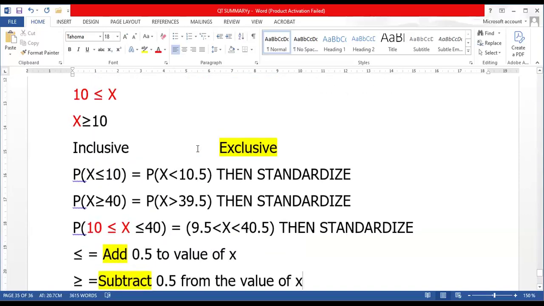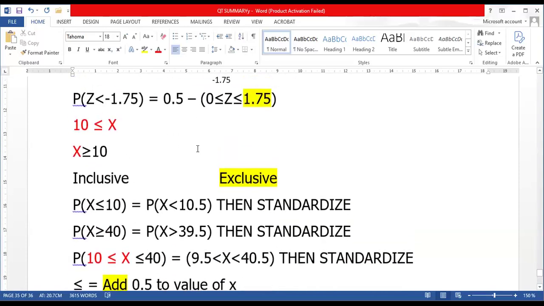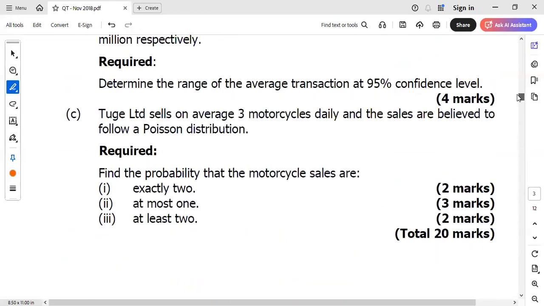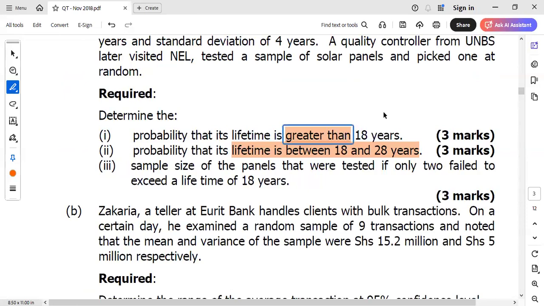So how do we tell that the question is about the inclusive or the exclusive? The examiner will include that word. For example, from this question, you are dealing with a lifetime, and if its lifetime is greater than 18, you are saying that. But the examiner can say, determine the probability that its life is greater or equal to 18 years.